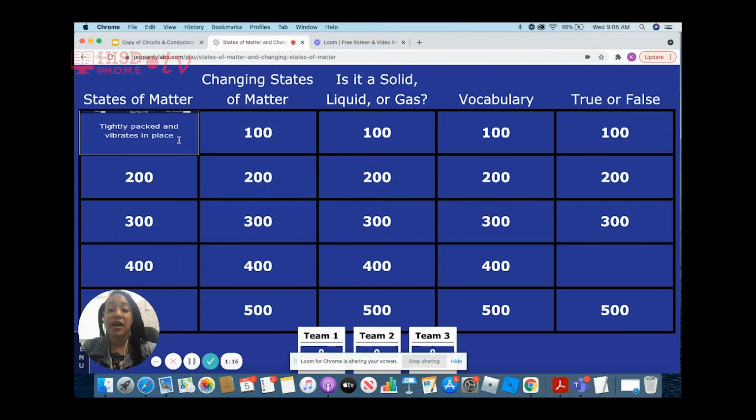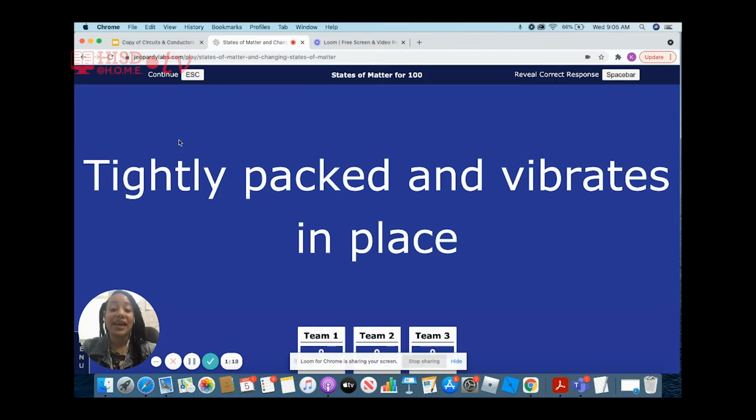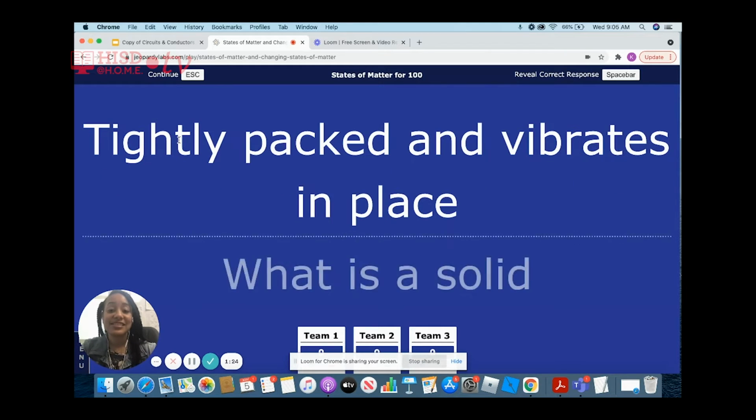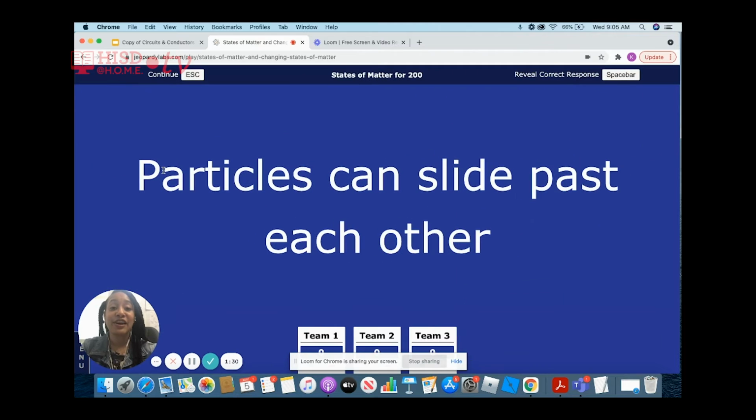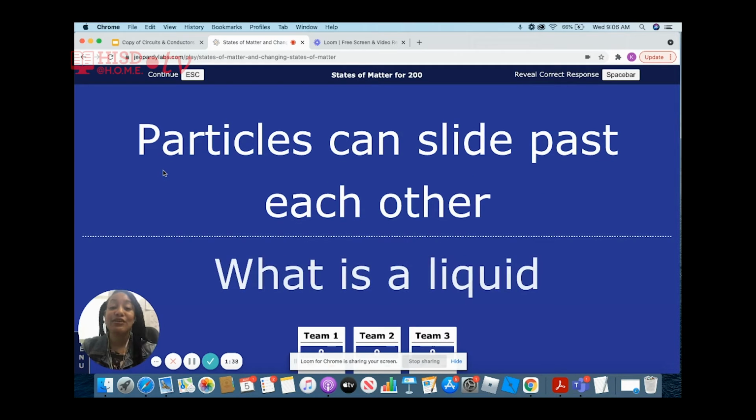So states of matter for 100. Tightly packed and vibrates in place. Yes, you should have said it is a solid. States of matter 200. Particles can slide past each other. Right again. You should have said, what is a liquid?